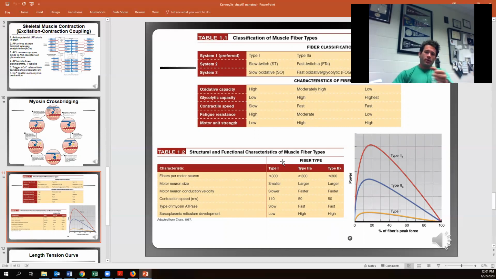Aerobic style training converts us more to type 1 fiber. Strength and power style training is going to convert us more to type 2A, and doing nothing and being a slug is going to convert you more into 2X. So we have a certain amount of plasticity.